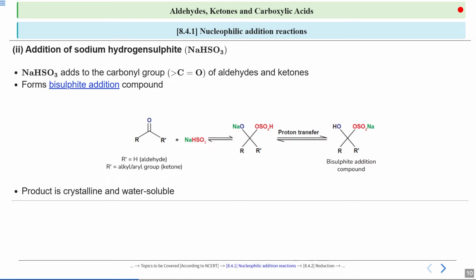The resulting bisulfite addition product is crystalline and water soluble, which makes it easy to handle and purify. Now this property is useful in industrial applications where separation and purification of compounds are necessary.